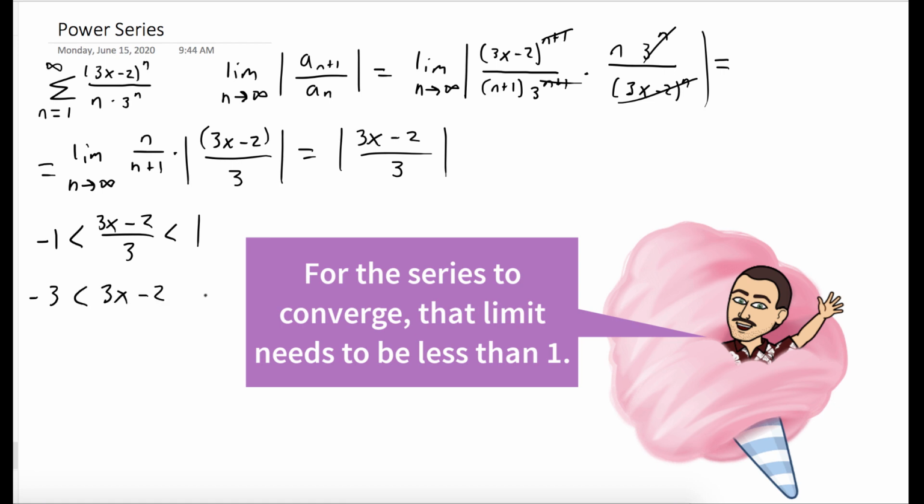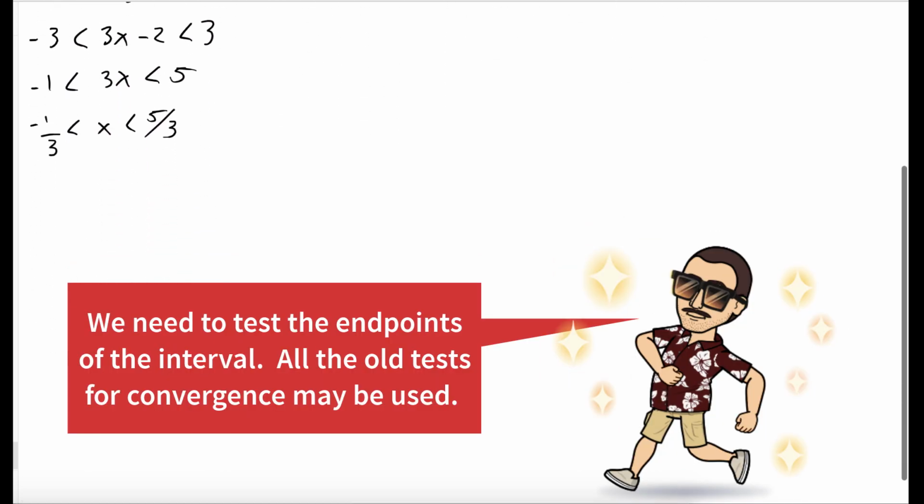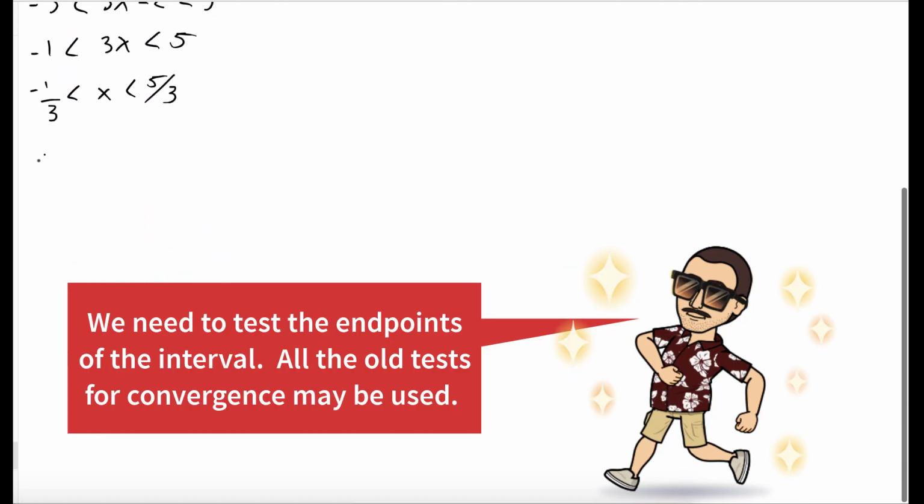Multiplying each part of the inequality by 3, we get this, and we continue to simplify until we get x by itself. This will give us our interval of convergence without the endpoints. We'll still have to test the endpoints. So we know that our power series converges when x is between negative 1/3 and 5/3. The last thing we have to do is check the endpoints.